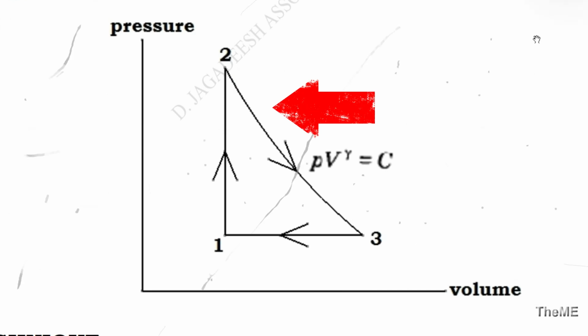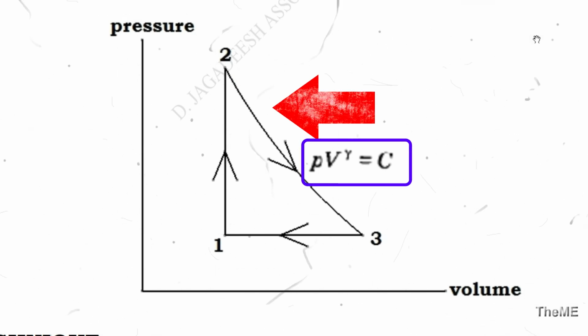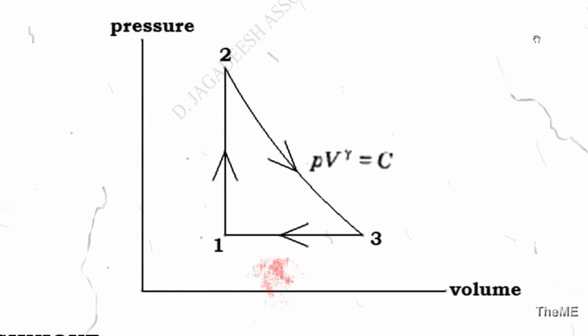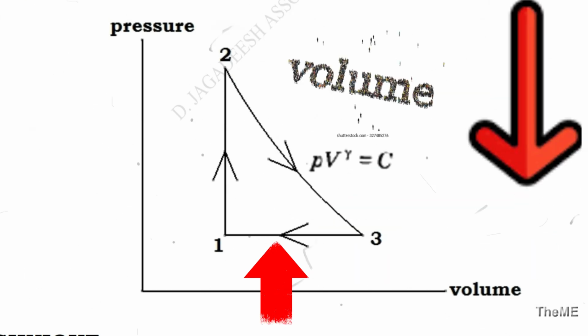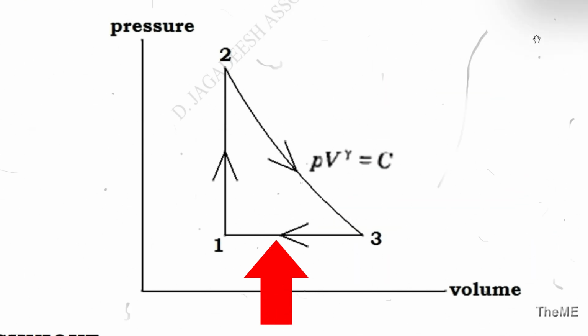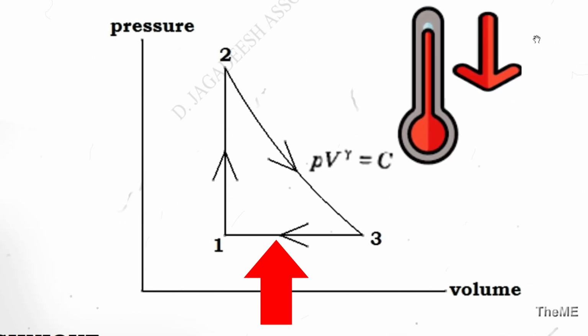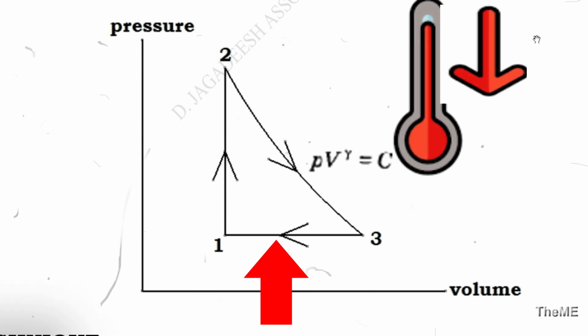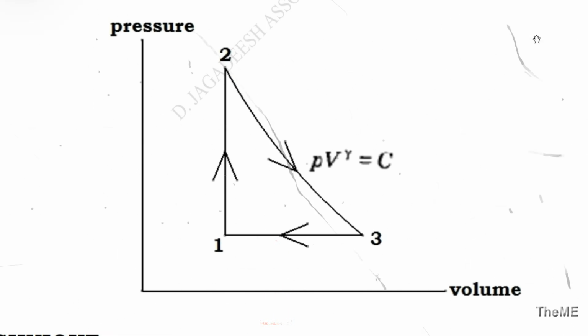Now 2 to 3 is a curved line, as the relation PV to the power of gamma equals C represents an adiabatic process. 3 to 1 is a horizontal line where pressure is constant and volume has decreased. Now remember, according to the ideal gas law, when pressure is constant, temperature must decrease when volume decreases. Therefore, if temperature decreases, then heat leaves the system, which means heat rejection takes place in 3 to 1.